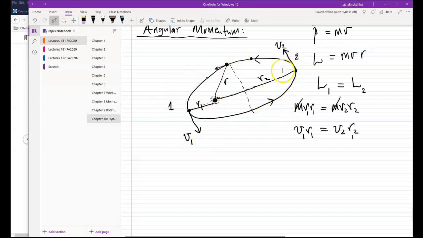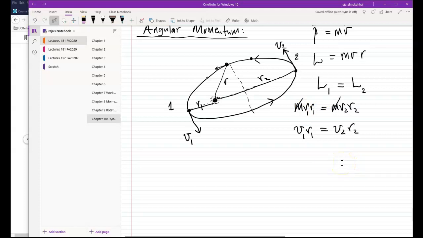So the Earth is constantly changing velocity as it goes around the Sun. Why? Because of the conservation of angular momentum, to keep this product mvr the same. Okay? That's the essence of conservation of angular momentum.